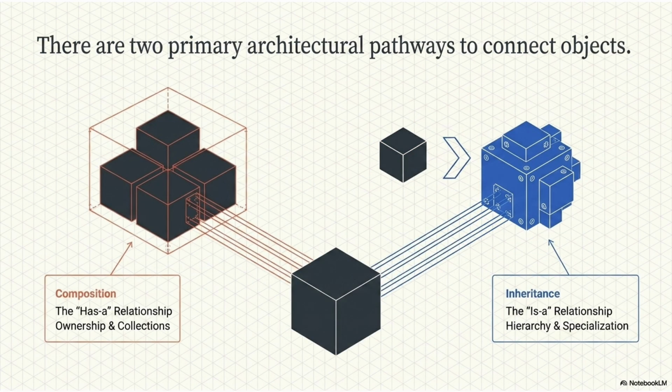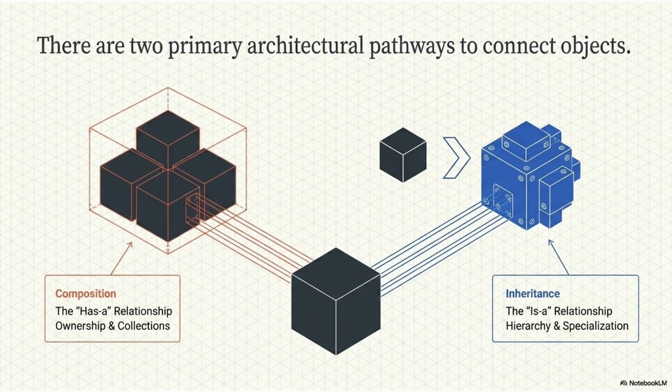This slide introduces the two pathways for class relationships. The has-a relationship, also called composition, means one class contains an instance of another as an attribute. A request manager has a list of business request objects. The car has an engine. This relationship is used when one object owns or manages another.